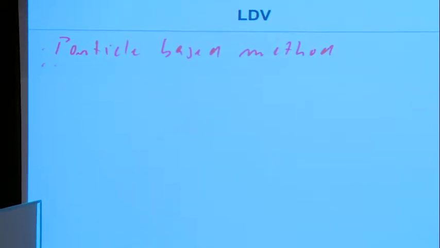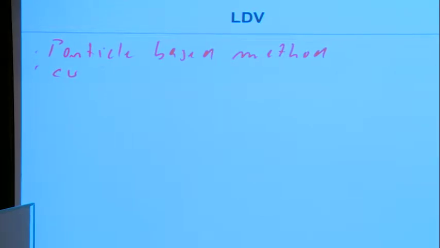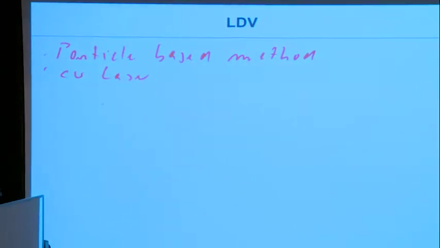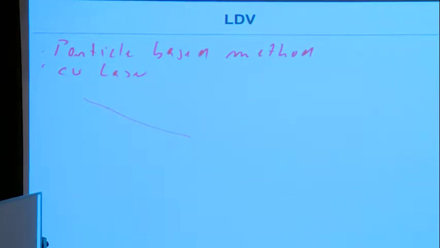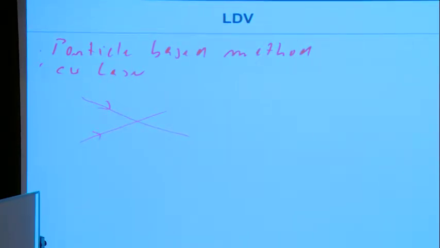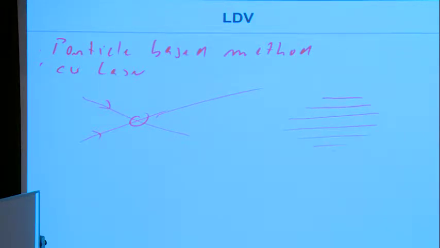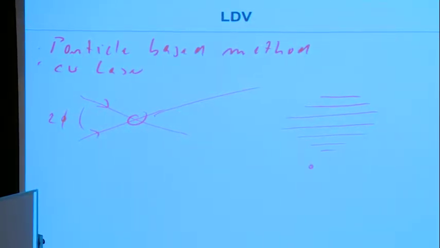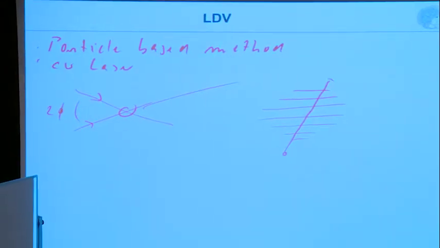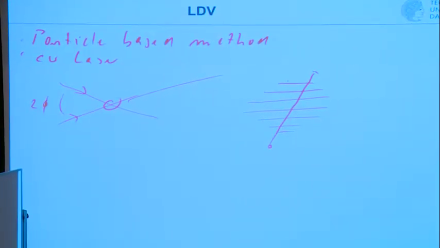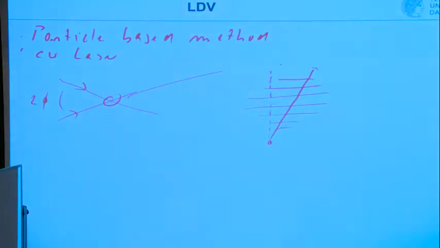Then in LDV, based on a CW laser, you create here, by crossing the beams, an interference pattern. If I magnify this here, an interference pattern such that you have a known distance between these stripes, which is dependent on the angle between these two laser beams. And then you might have your particle crossing this interference pattern, and what you're actually measuring is the velocity component perpendicular to this pattern.